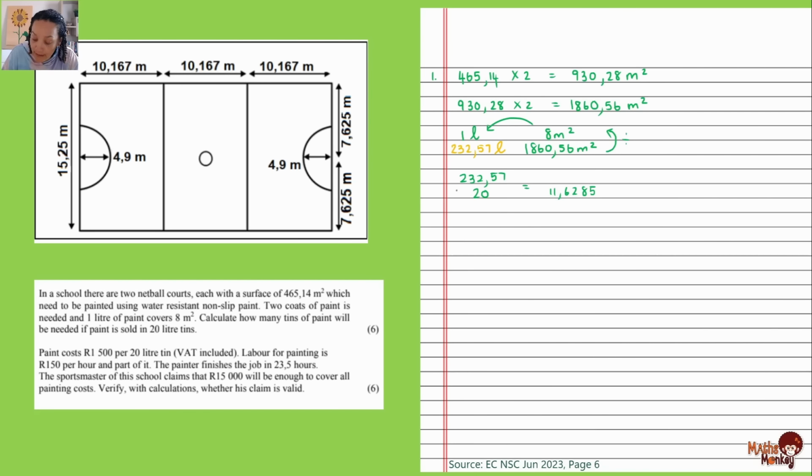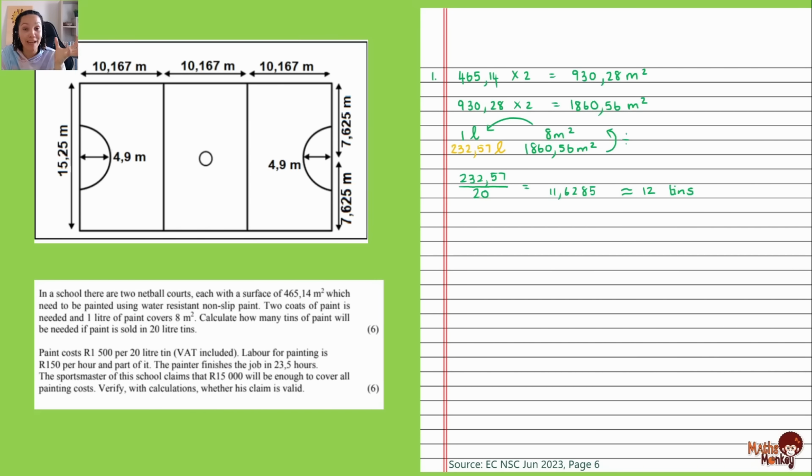Right? And my answer is 11.6285. Now, when you're dealing with paint, guys, always round up. So here, we're going to need 12 tins, because the question asks how many tins. We're going to need 12 tins, because if you round down, and it's based off of you going to go buy paint, then you're not going to have enough paint.